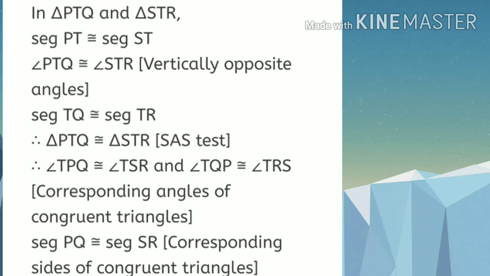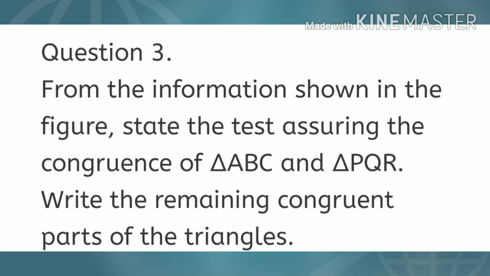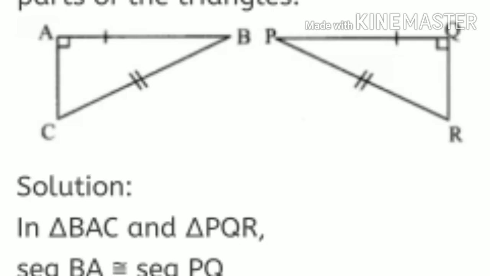Okay, now move to question number 3. Question number 3 is, from the information shown in the figure, state the test assuring the congruence of triangle ABC and triangle PQR. Write the remaining congruent parts of the triangles. So let's start the solution.